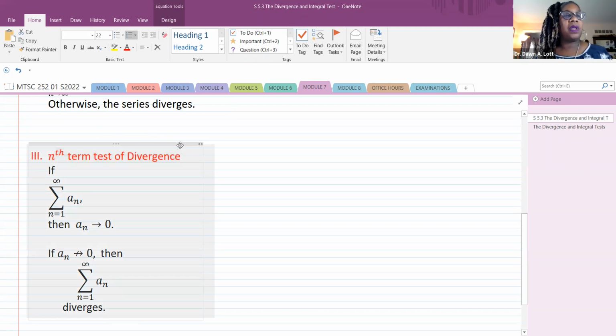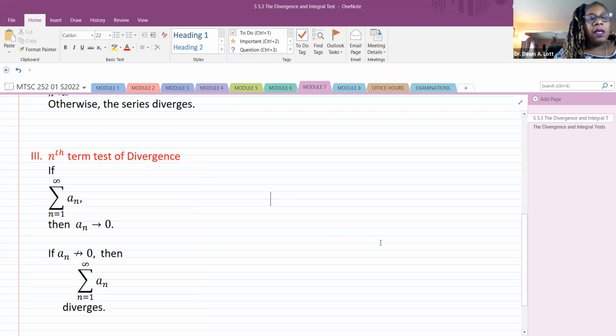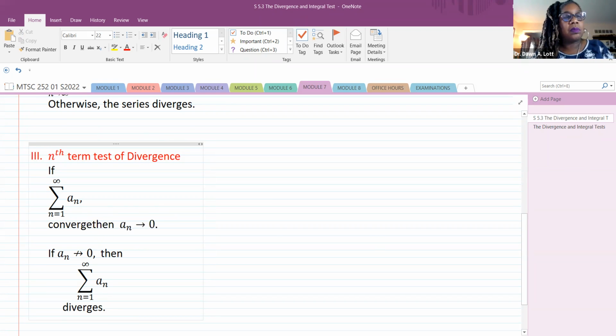Nth term test of divergence. Okay. So it is a known fact that the only way the series summation AN converges is if AN goes to 0. There's no way the series can converge if AN is not going to 0.